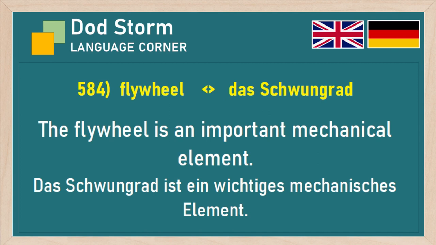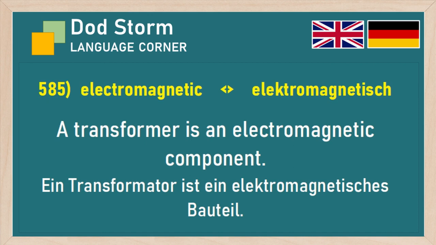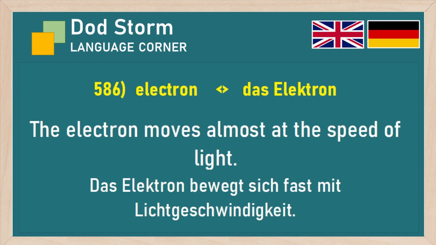The flywheel is an important mechanical element. A transformer is an electromagnetic component. The electron moves almost at the speed of light.